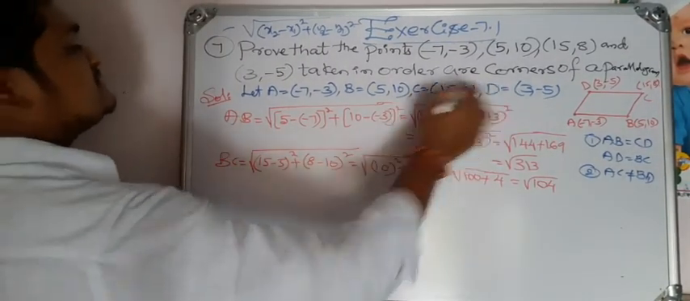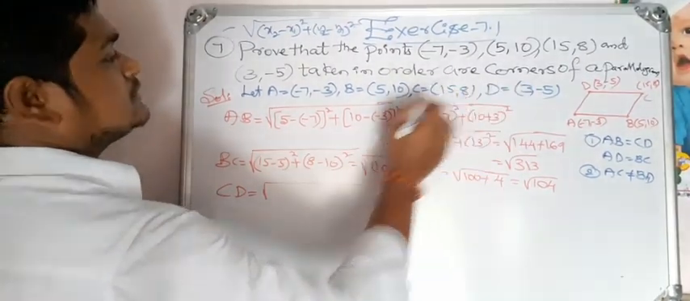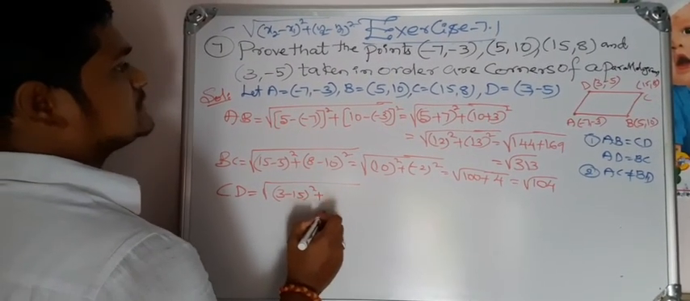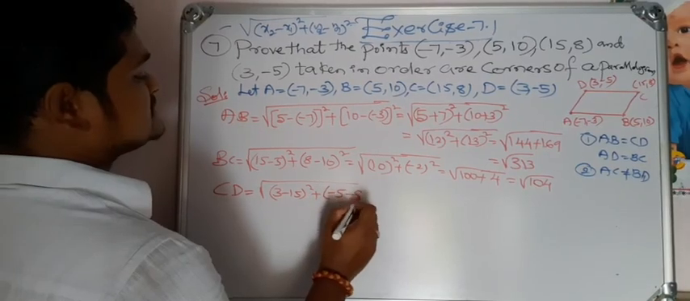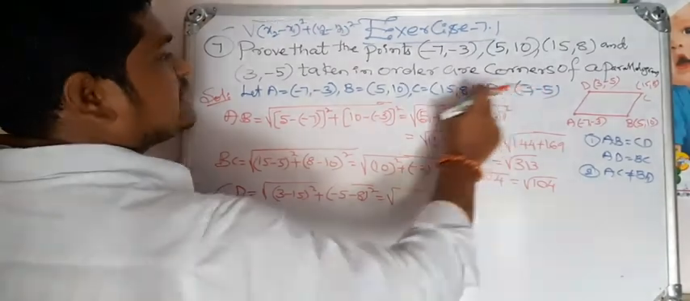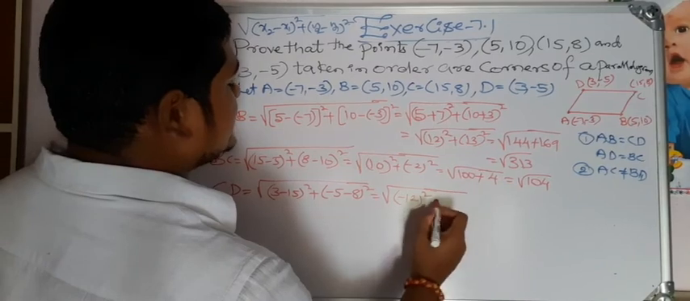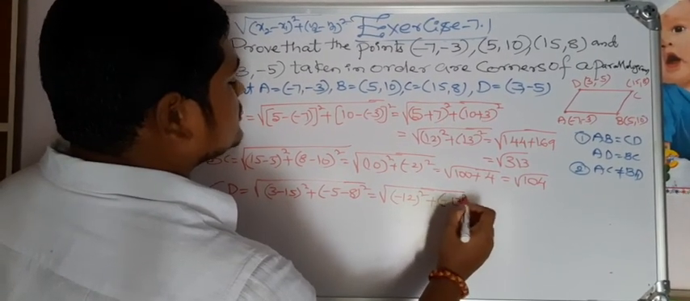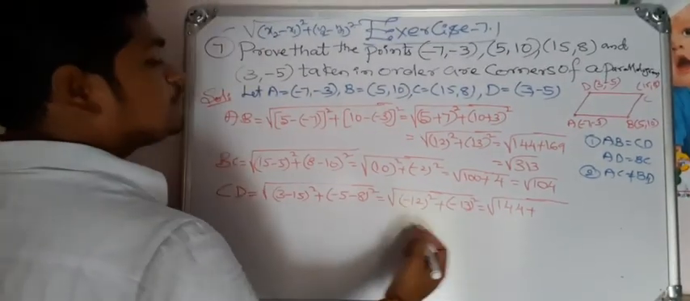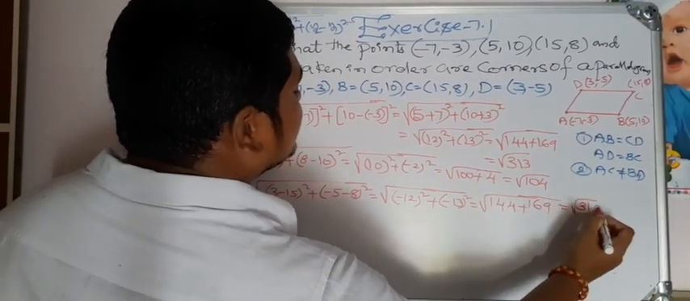Next, find the distance between C and D. CD is equal to root over this one minus this one. This is (3 minus 15) whole square plus (minus 5 minus 8) whole square. Just subtract x coordinate with x coordinate, don't confuse here. 3 minus 15 is equal to minus 12 whole square plus minus 13 whole square. The square of a negative value is positive. So it is equal to root 144 plus 169, which is root 313.